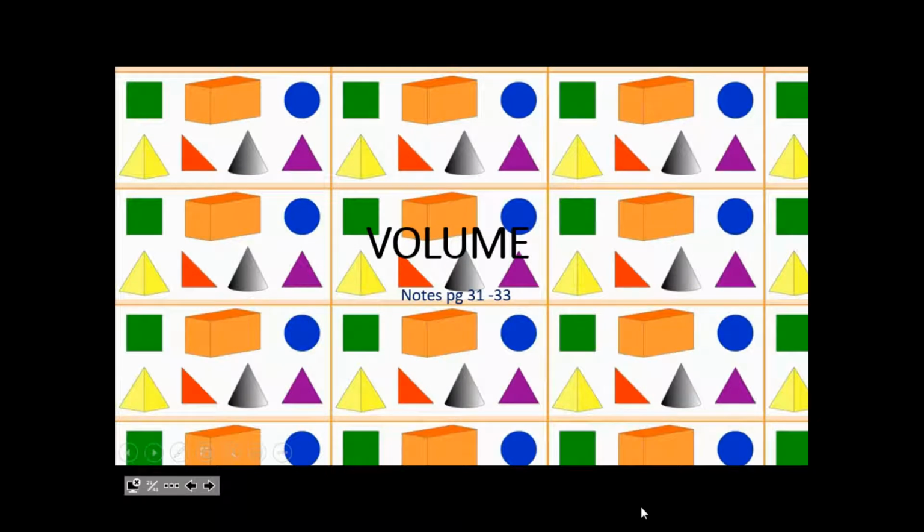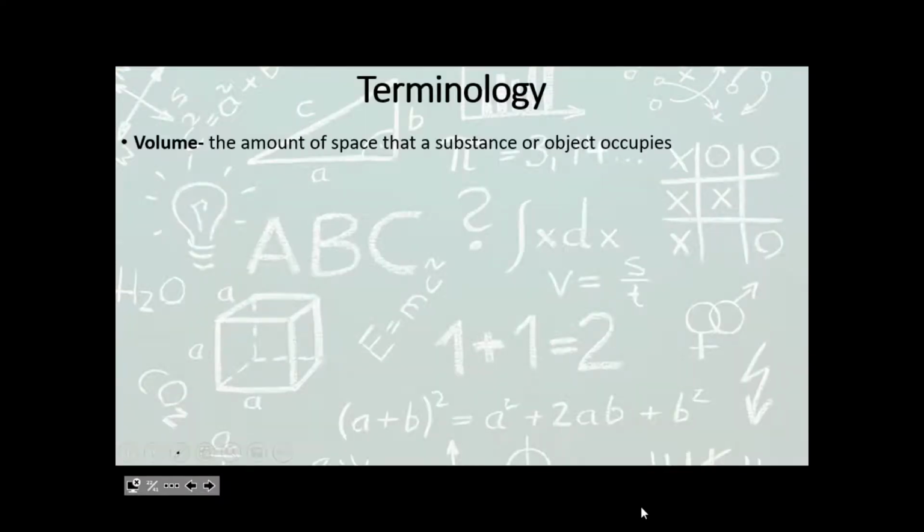Today we've got a quick lesson here on volume. And if you're trying to follow along in the notes, that's on pages 31 to 33. So first of all, what is volume? Volume is the amount of space that a substance or object occupies. So now we're looking at things in 3 dimensions.